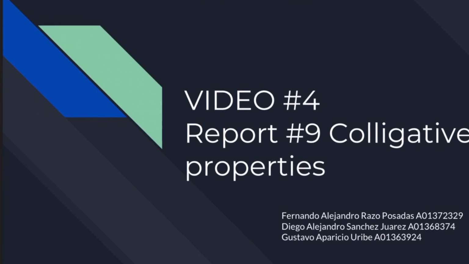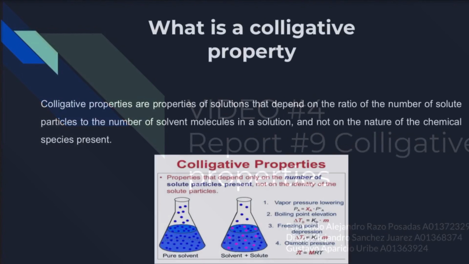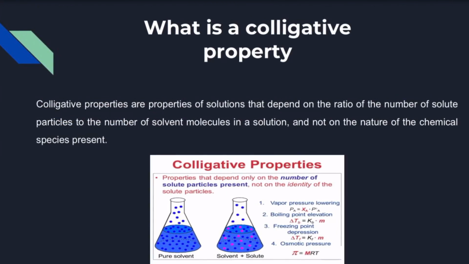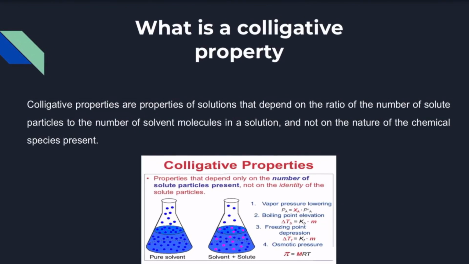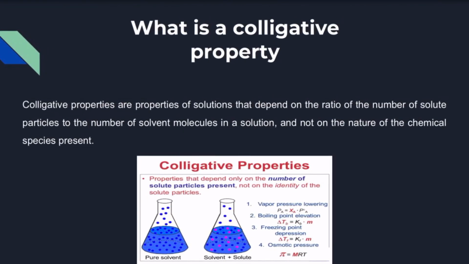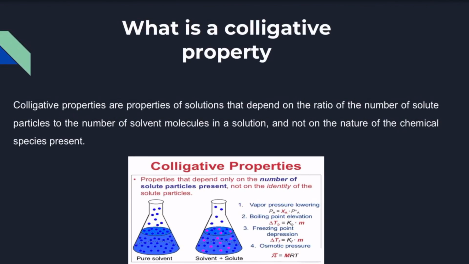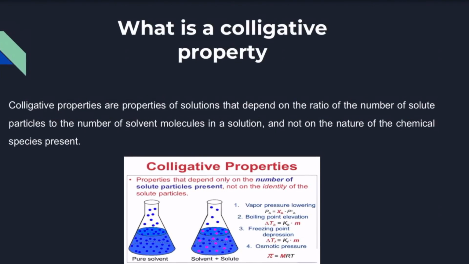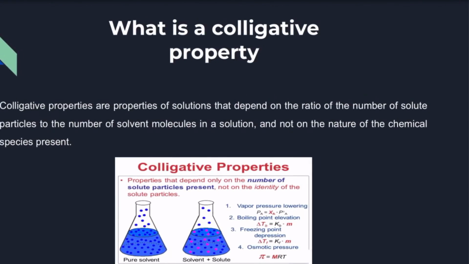Video number 4, report number 9, colligative properties. What is a colligative property? Colligative properties are properties of solutions that depend on the ratio of the number of solute particles to the number of solvent molecules in a solution, and not on the nature of the chemical species present.